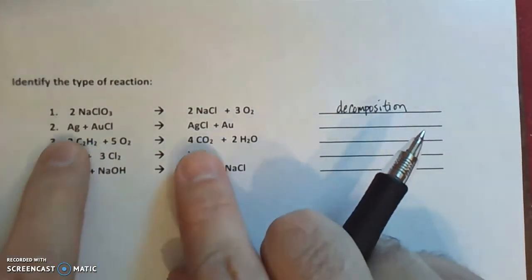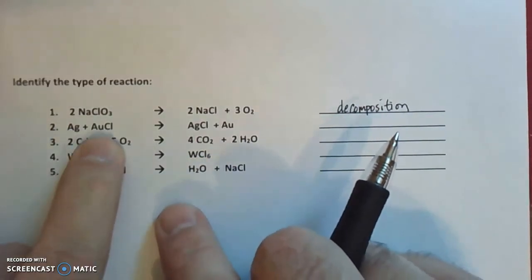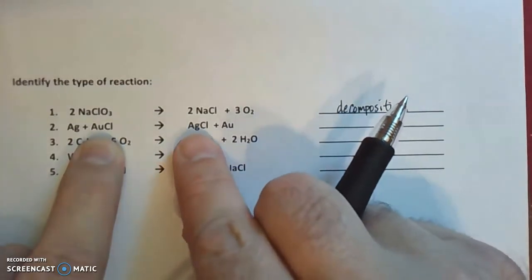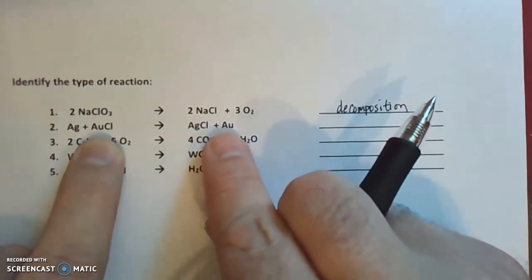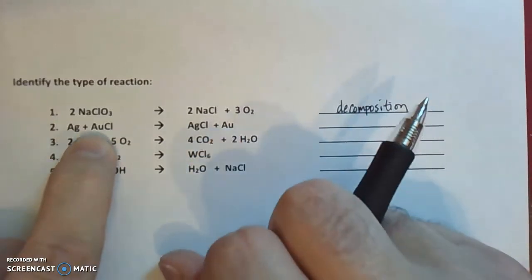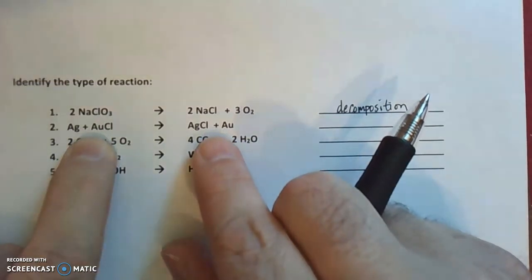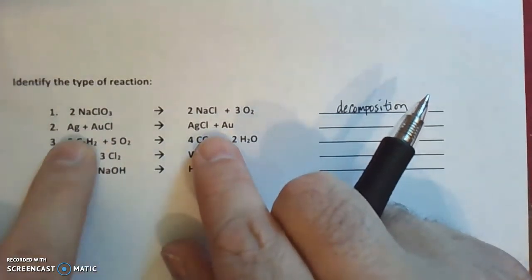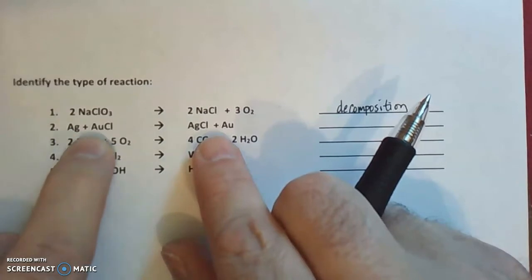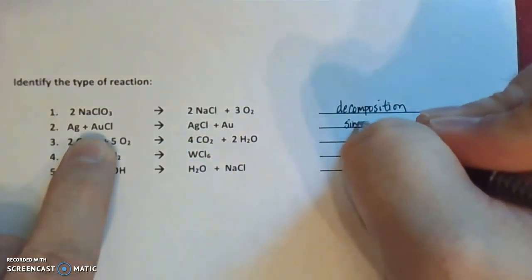Number 2, we're starting with an element, silver, and a compound, gold 1 chloride. We end up with silver paired with chlorine and gold by itself. So the silver is kicking gold to the curb. If we go back to our example problems, we have one thing replacing another. This is a single replacement.